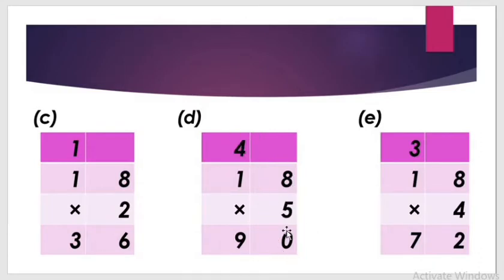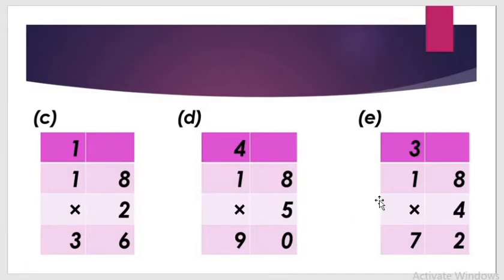5 8s are 40. So 0 here and 4 is carried. Okay, and then 5 1s are 5. 5 plus 4, how many? 9. 5 plus 4 is equal to 9. So the answer is 90. 18 5s are 90. How many, all students?